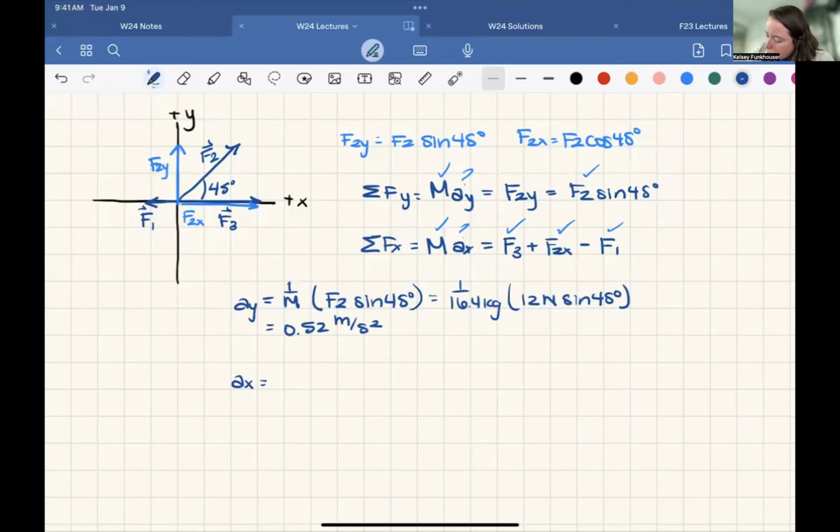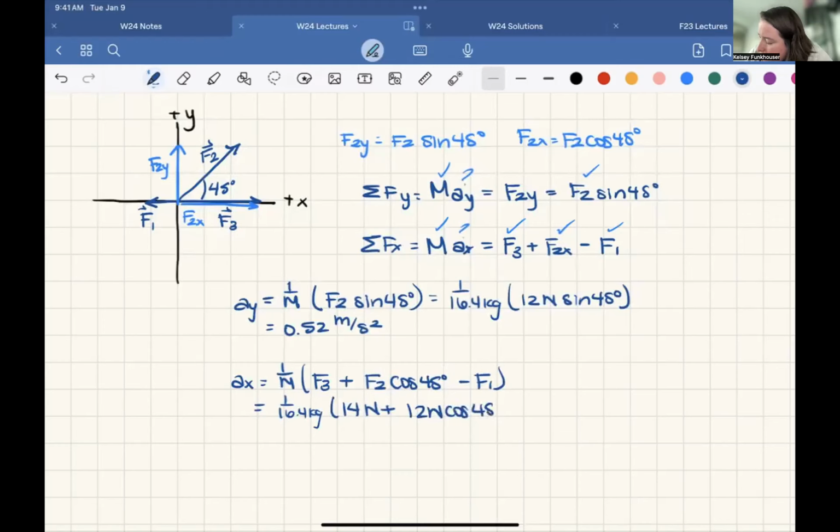And then the x component, also 1 over m, but there's more stuff. We have F3 plus the x component of F2, F2 cosine of 45, minus F1. Let's plug in those numbers: 1 over 16.4 kilograms times, F3 is, I can't remember, 14 newtons plus 12 newtons cosine of 45 degrees minus 6 newtons. And this is 1.01 meters per second squared.